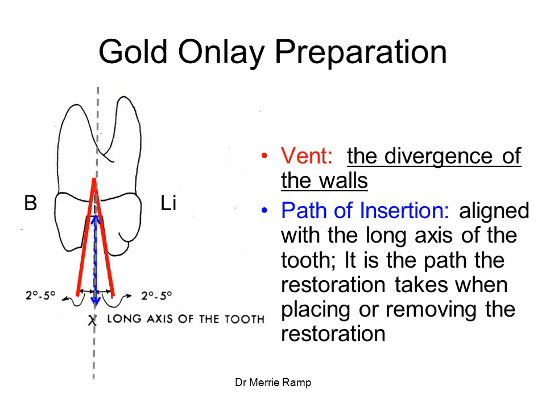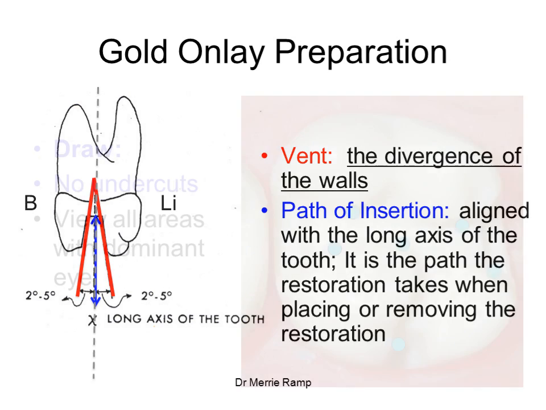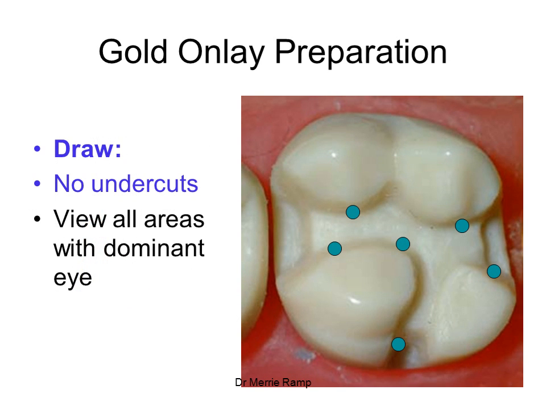As with other preparations, the head of the handpiece should be held parallel to the occlusal table of the tooth being prepared, so that the burr is then parallel to the long axis of the tooth or perpendicular to the occlusal table. When this is accomplished for indirect preparations, the path of insertion will then be parallel to the long axis of the tooth. The concept of vent leads us to the draw of the preparation.